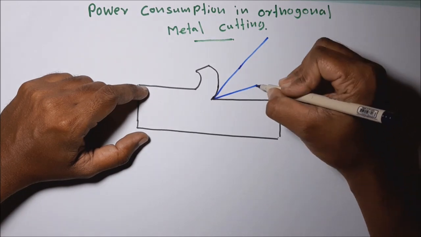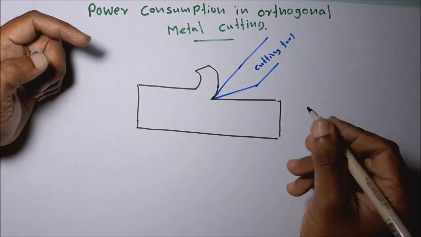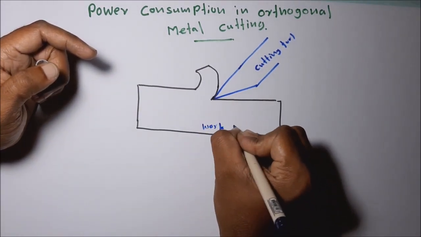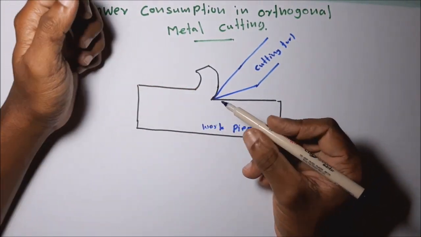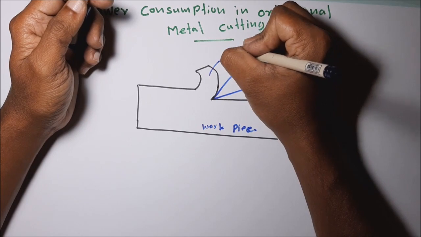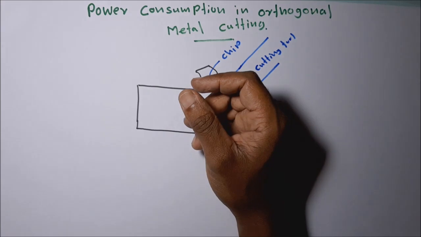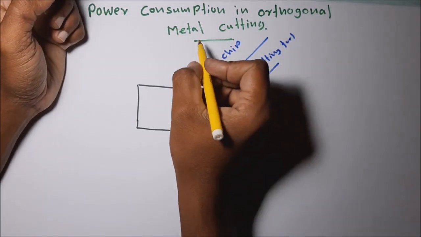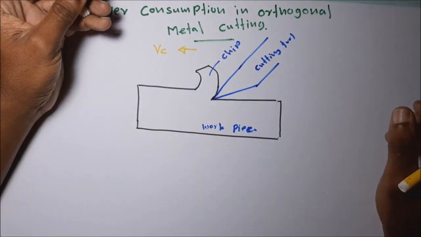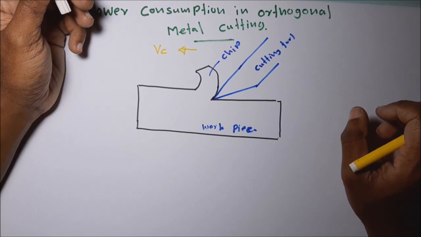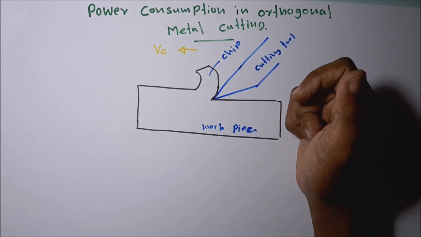This is called the cutting tool, and this is the workpiece. This is called the removing chip, the metal chip. Let's take that this tool is moving with the velocity in this direction, Vc, the cutting velocity. So what are the forces we are applying for this metal cutting operation?